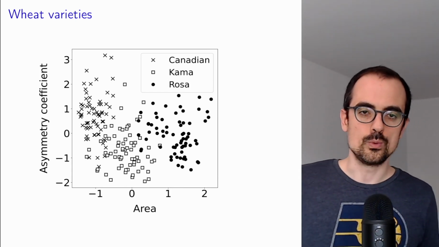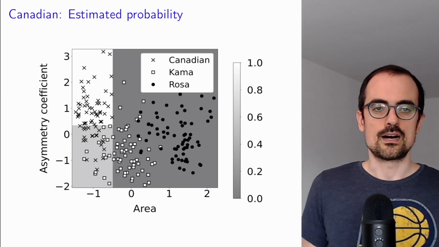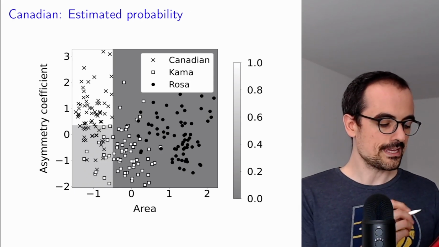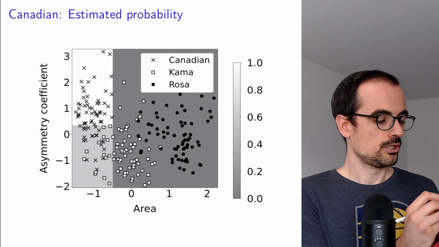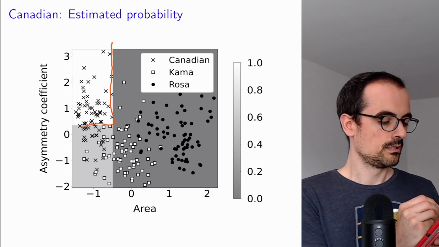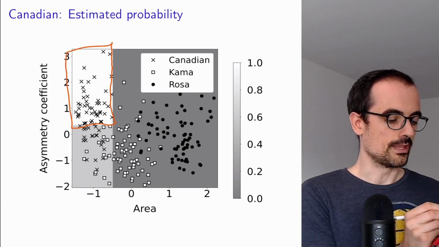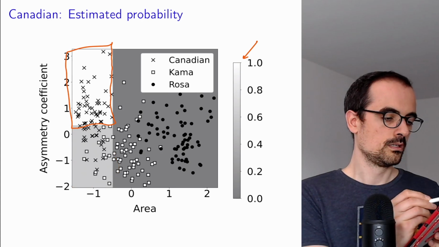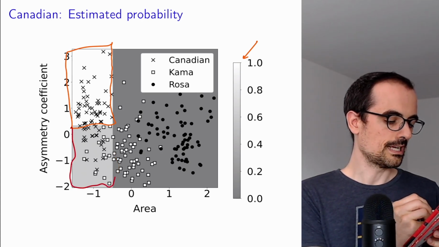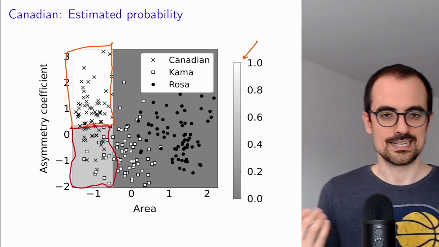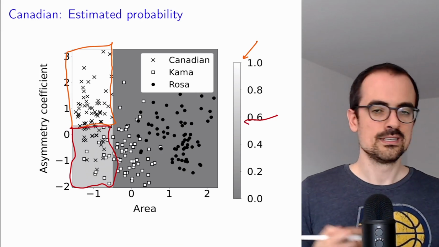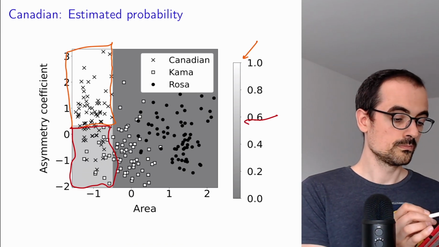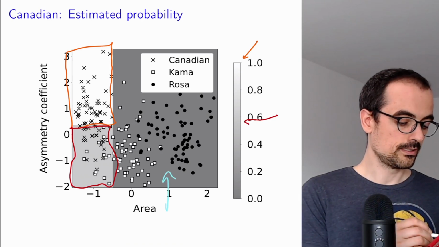In our case, with these regions, these are the different probability estimates that we had for Canadian, and we're going to see where they come from. So in this region here, there's only Canadian data points, so the estimated probability is 1. In this region here, there's slightly more than half Canadian points, slightly less than half Gamma points, so the probability estimate is a bit more than 0.5. And finally, in this region here, there are no Canadian points, the estimated probability is 0.